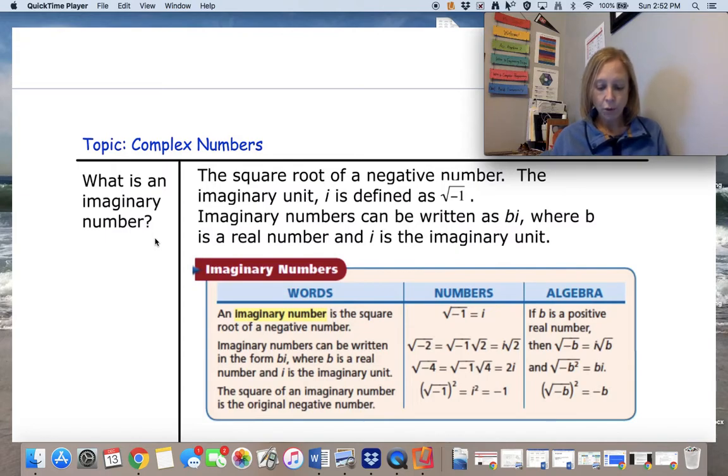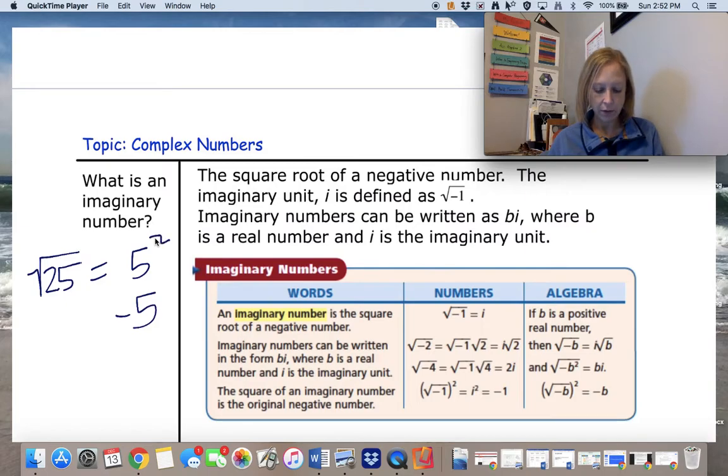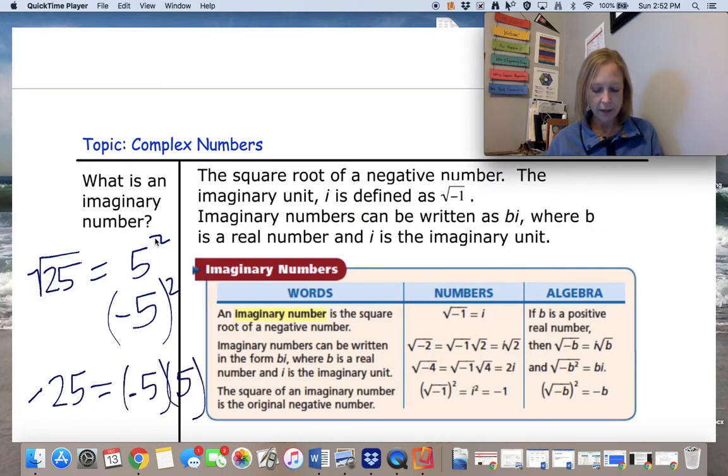Because we know that when we take the square root of something, say 25, the answer could be 5 or -5. And the reason is 5 squared is 25, -5 squared is also 25. But -25, the only way we can get that product is if one of our two numbers is negative. So notice they are not the same.